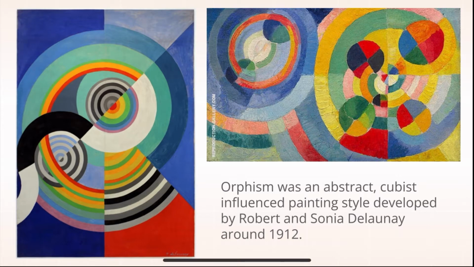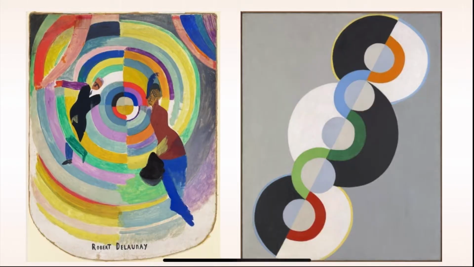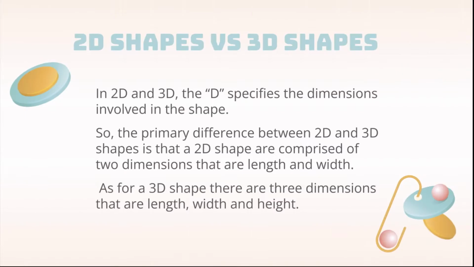Orphism was an abstract, Cubist-influenced painting style developed by Robert and Sonia around 1912, and you can see in his work lots of colors. It's very flat, very two-dimensional, but he primarily focused on the colors and composition, so how everything was laid out, and he really focused on types of symmetry, and we'll talk more about that next week as well.